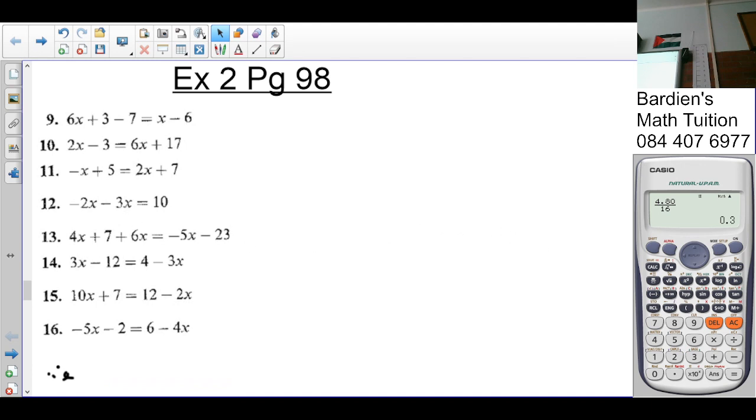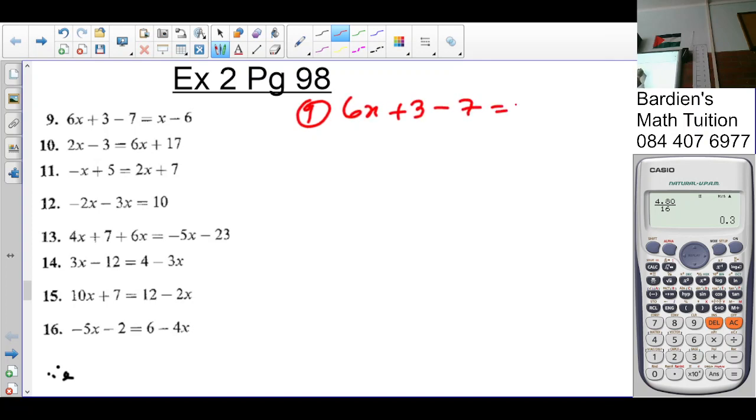Right, let's look at number 9. We've got 6x plus 3 minus 7 is equal to x minus 6. Layla, what's your answer? 2. Who has an answer of 2? What did you get, Michael? No, you found it. Negative 2, right? Let's hear from you. What did you do?